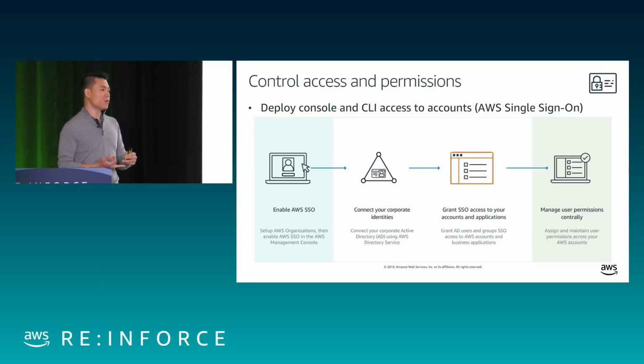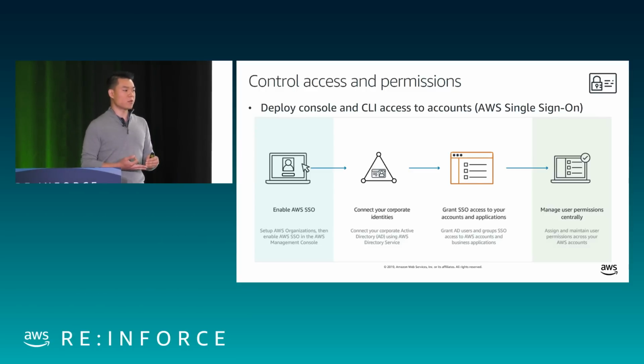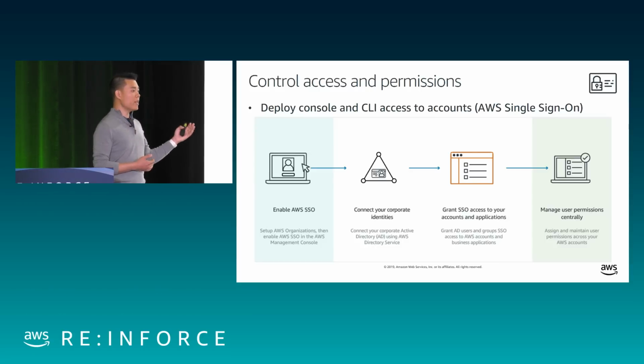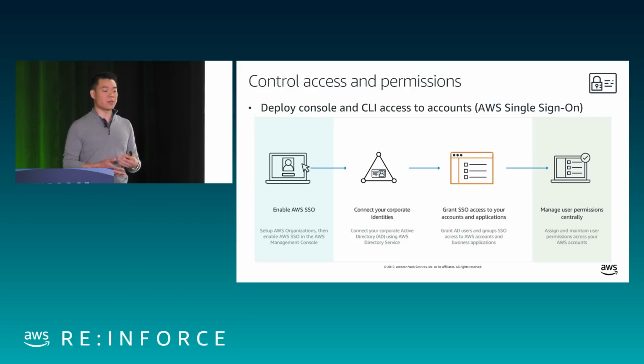Using AD Connector, you can connect to an on-prem Active Directory. Or you can use the default directory built into the AWS Single Sign-On service. You enable the service to have access to your organization so it can go ahead and perform actions on your behalf. And then you're able to manage your user permissions centrally.